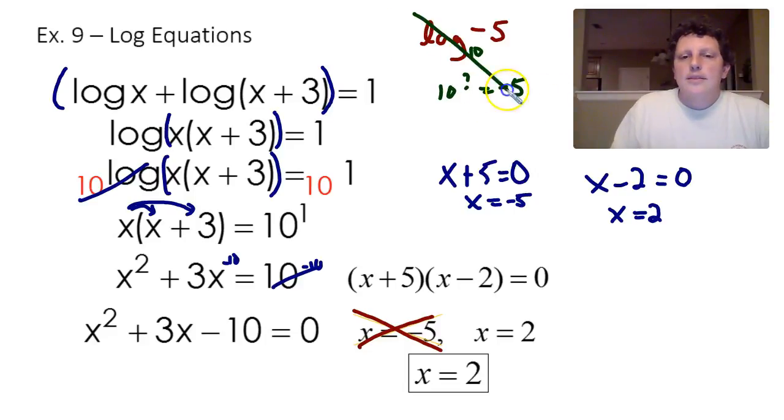So because of this not working, we end up with an extraneous solution. It is important, especially with logs, to check your answers, because sometimes you check them and you realize, wait a minute, that did not work. And when that happens, you have an extraneous solution and you do not count it as part of your final solution. When I plug in 2, log of 2 plus log of 2 plus 3 happens to be 1. It is true. It is my only solution here.